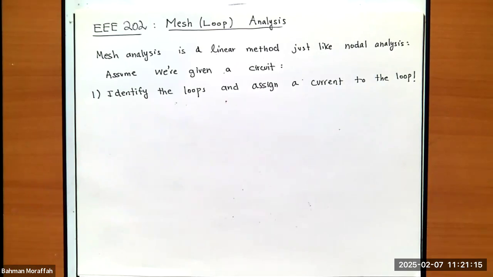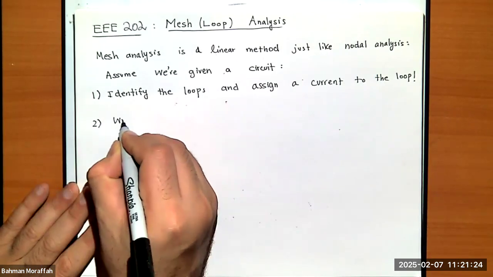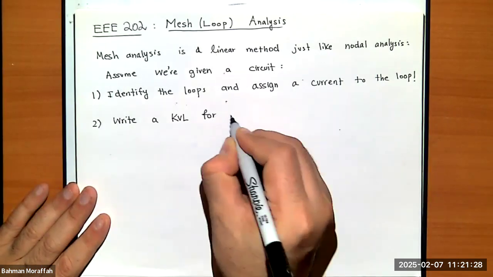Second step, we have to write KVL for every single loop that we have. So step 2, write a KVL for each loop.